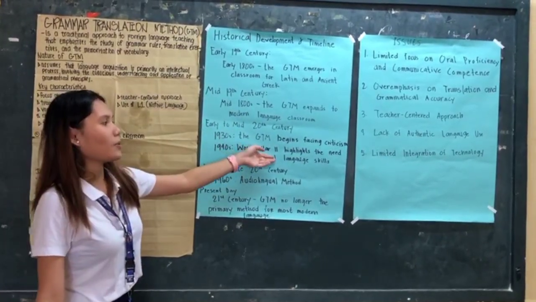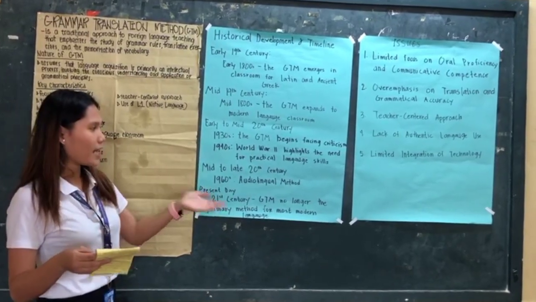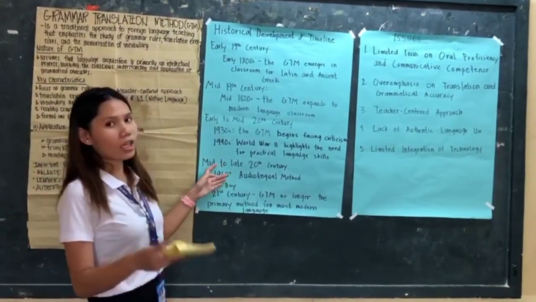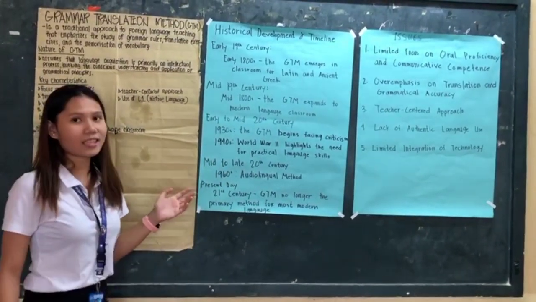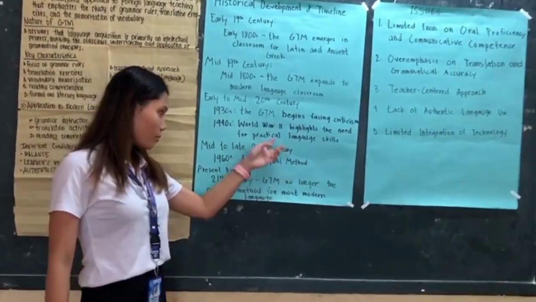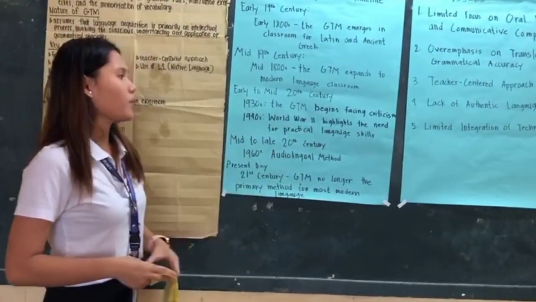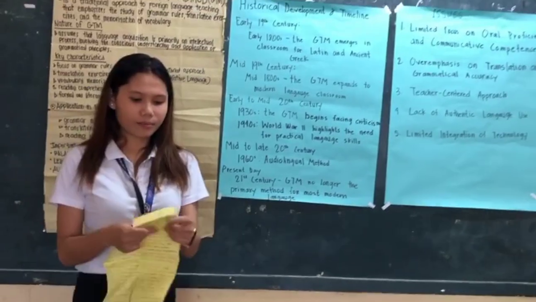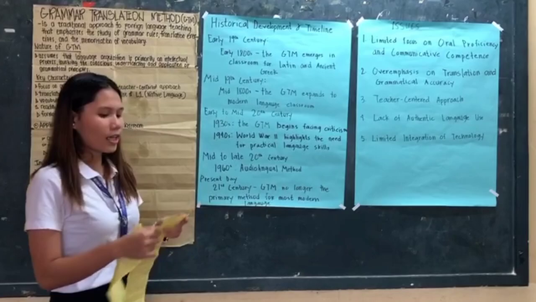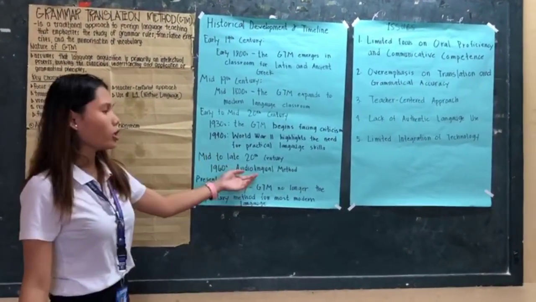It faces criticisms from proponents of more direct methods, which focus on speaking and listening skills. In response, the Arabic method emerged as a partial alternative using texts tailored for foreign language learners. And in the 1940s, World War II highlights the need for practical language skills, prompting the U.S. government to adopt language teaching methods based on linguistic and psychological theories. This shift ultimately led to the development of the audio-lingual method.